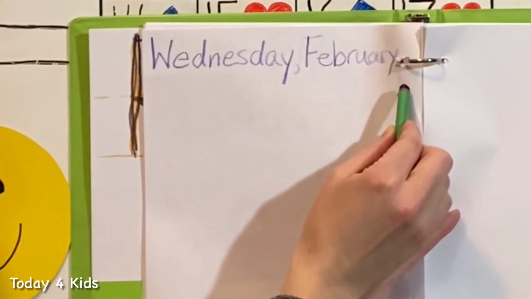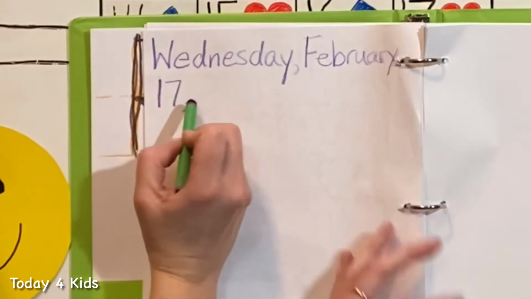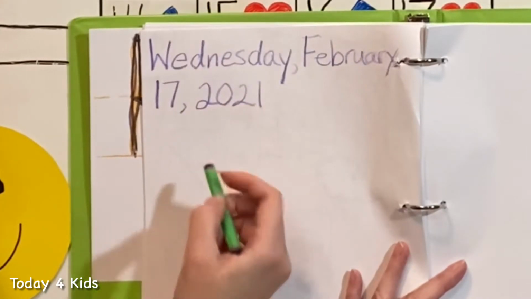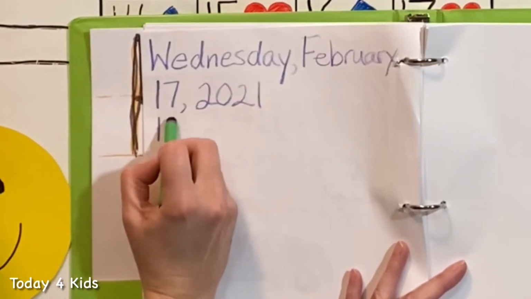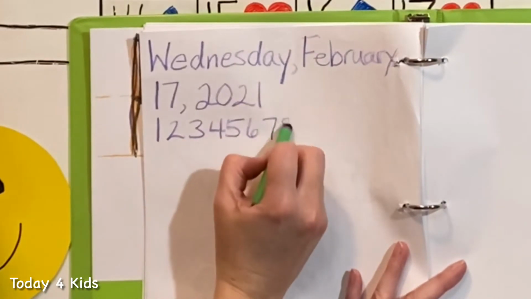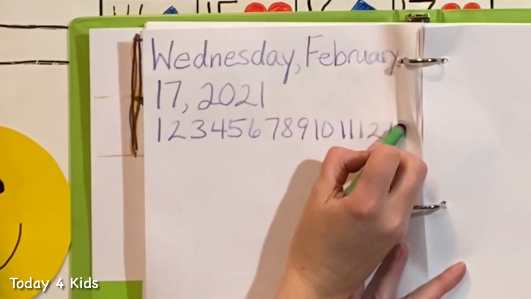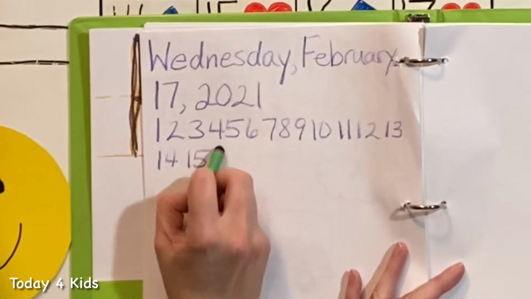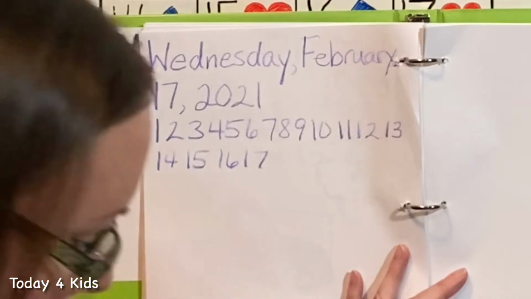So now we're just going to come down and go on this line. February 17th, so a 1 and a 7 and then a comma. 2021, 2, 0, 2, 1. And now I'm going to practice all my numbers up to 17 because I want to practice the numbers every day so I get really good at them. 1, 2, 3, 4, 5, 6, 7, 8, 9, 10, 11, 12, 13. I'm out of room, so I'm going to come down and go back to the beginning. 14, 15, 16, 17. Oh, wow, that was a lot to practice.